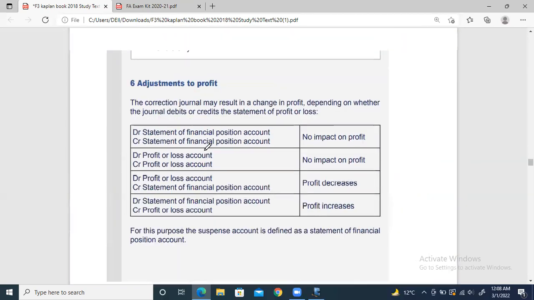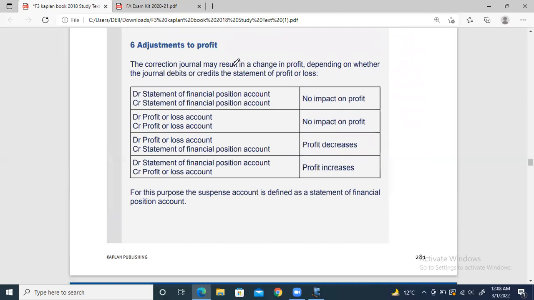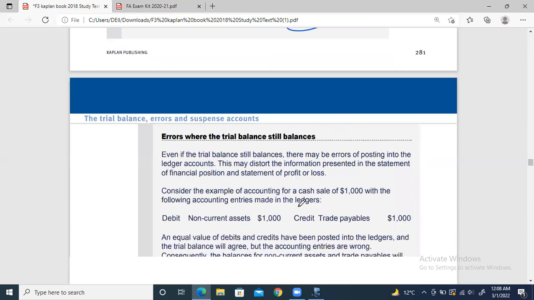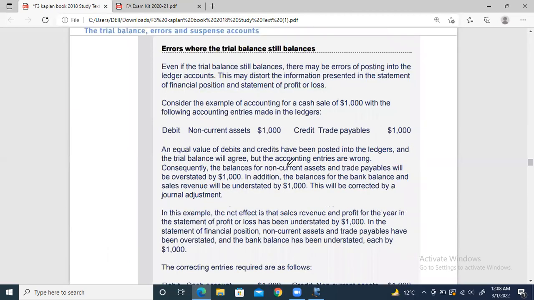Just a little bit of theory over here. So, adjustment to profit is also part of financial statements. When we study that chapter, we'll automatically get what this actually means. And this is basically the explanation; I'm just going to explain the questions as well, right?